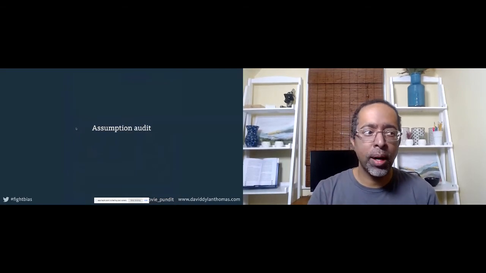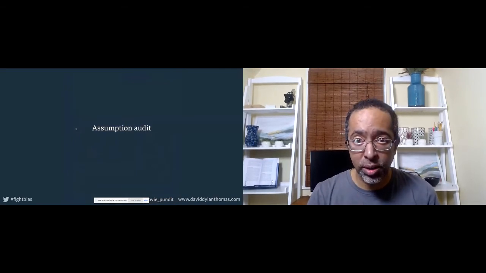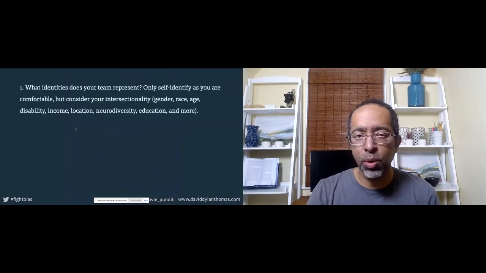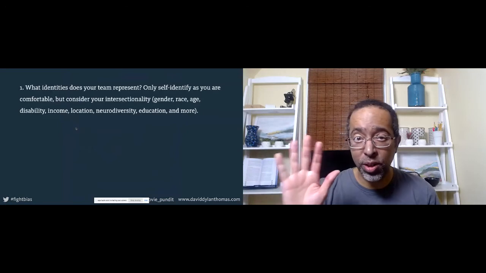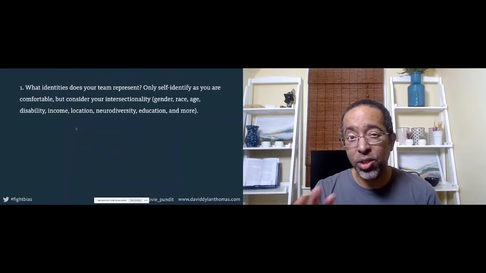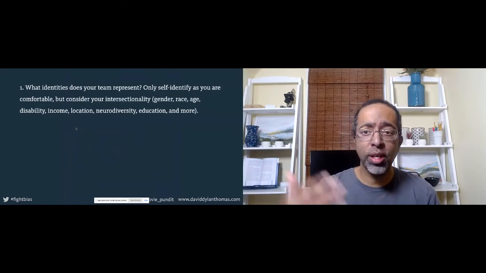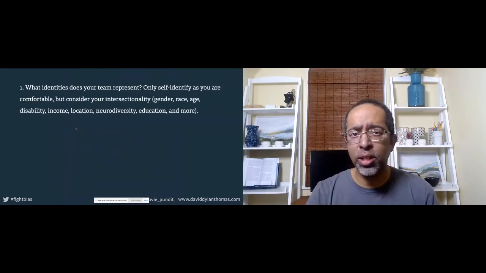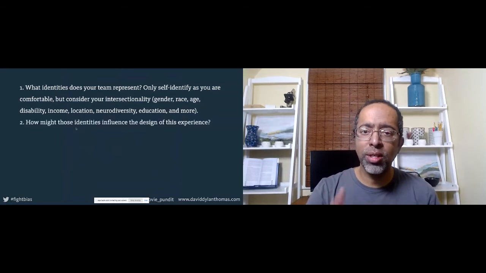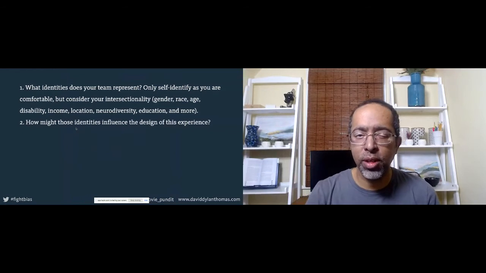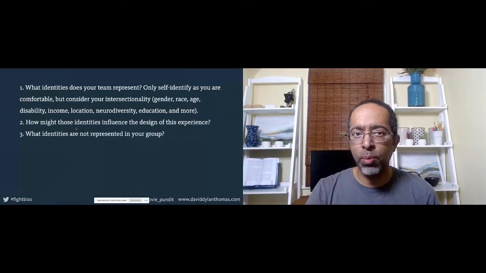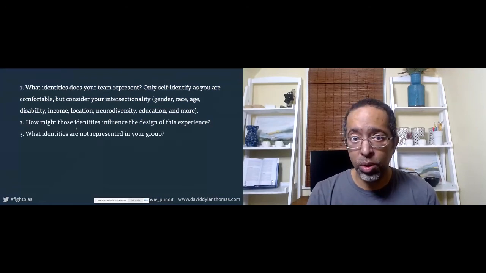Another thing you can do is an assumption audit to really get your biases out on the table. So an assumption audit is where you get your whole team in a room before you begin the project, and you ask these 5 questions. What identities does your team represent? And you're only going to self-identify as you feel comfortable, but you're thinking about things like gender or age or income or neurodiversity, right? Then you're going to ask, how might those identities influence the design of this thing we're making? Then you're going to ask, what identities are not represented by this group? Who isn't in the room, right?